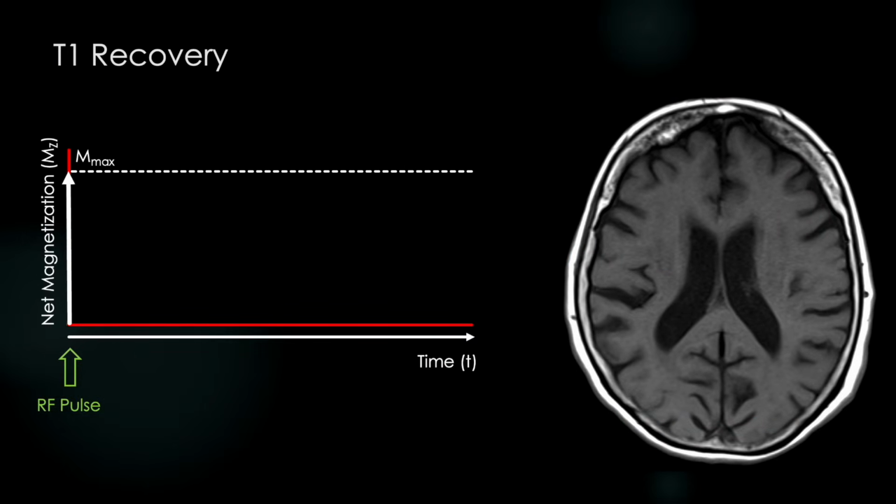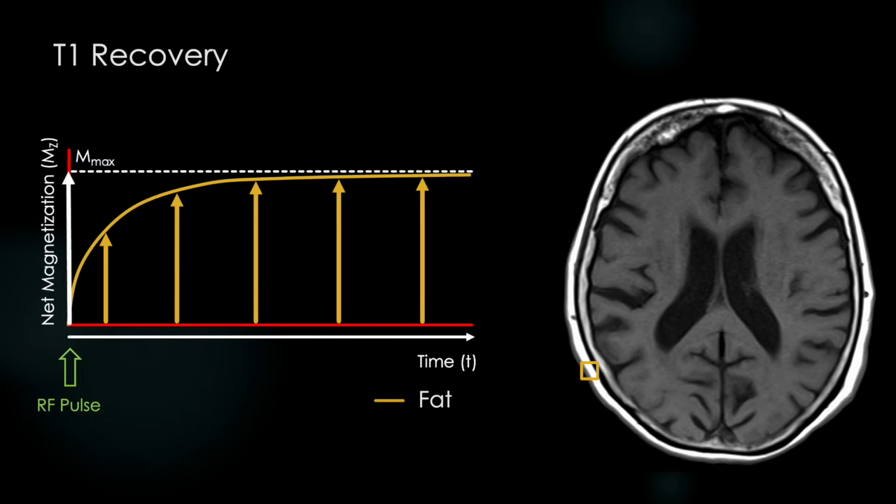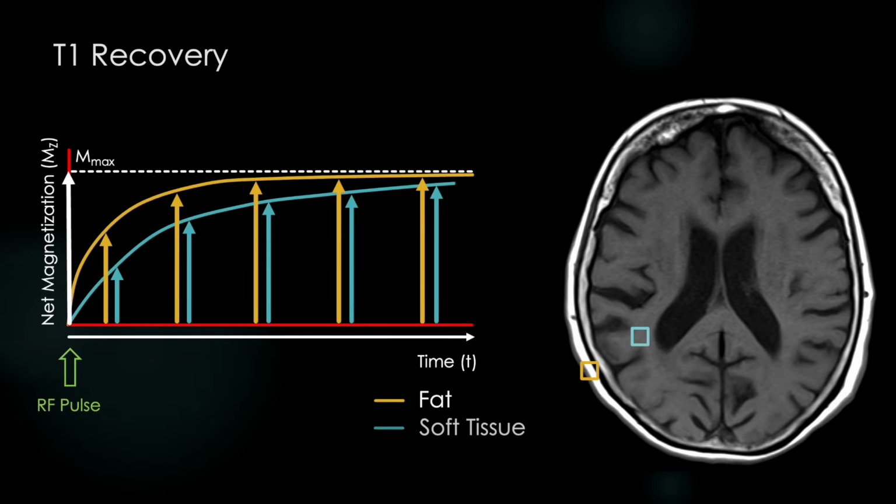So let's look at how long it might take for different tissues contained within voxels of our slice to regrow their maximum net magnetization after being knocked down. Let's start with this voxel containing mostly fat. It might have a T1 recovery curve that looks like this. A voxel containing soft tissue might be a little slower and take more time to rebuild its net magnetization compared to fat, as shown here.